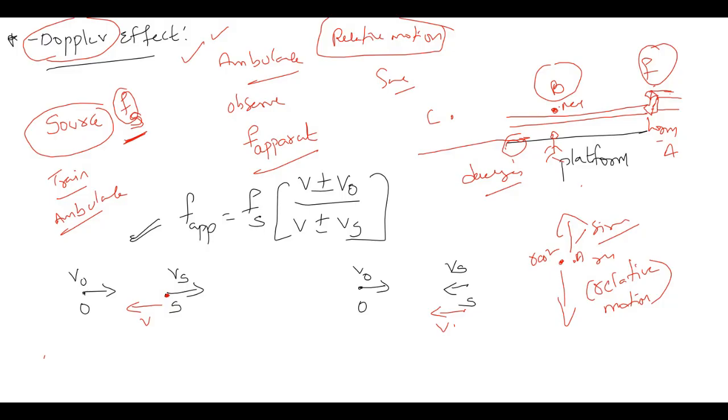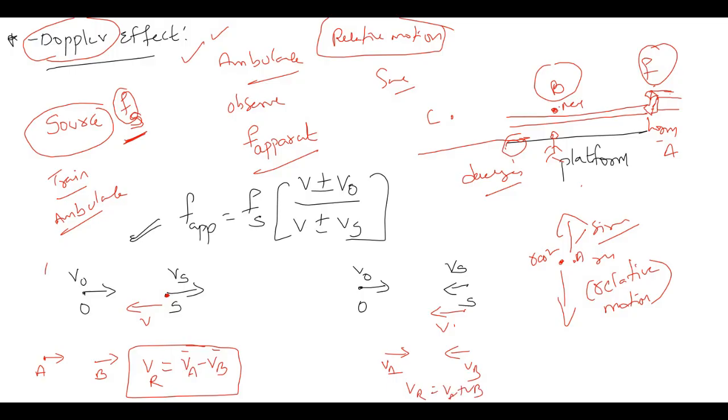Now if both are in the same direction, I told you the relative velocity concept. Let us take observer A and observer B, both moving in the same direction. Then the relative velocity will be VA minus VB, the difference between the velocities. Now if both are moving in opposite directions, then the relative velocity will be VA plus VB.